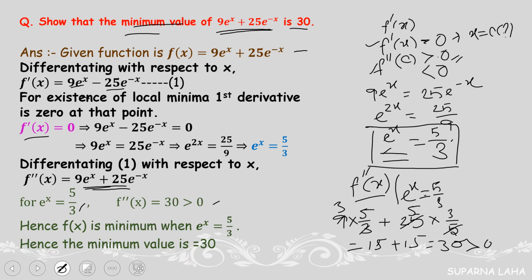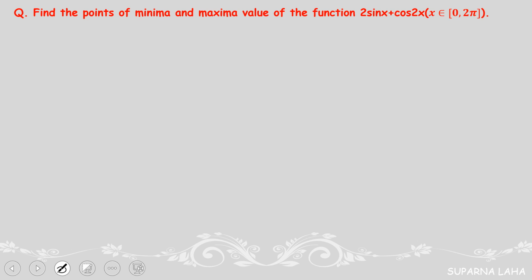Okay. So next, solve some trigonometrical problem, that is 2 sin x plus cos 2x, and x is between 0 to 2 pi. That means starting from the first quadrant and ending in the fourth quadrant. So you need to find the maximum and minimum value for this function. So the function is given: 2 sin x plus cos 2x.